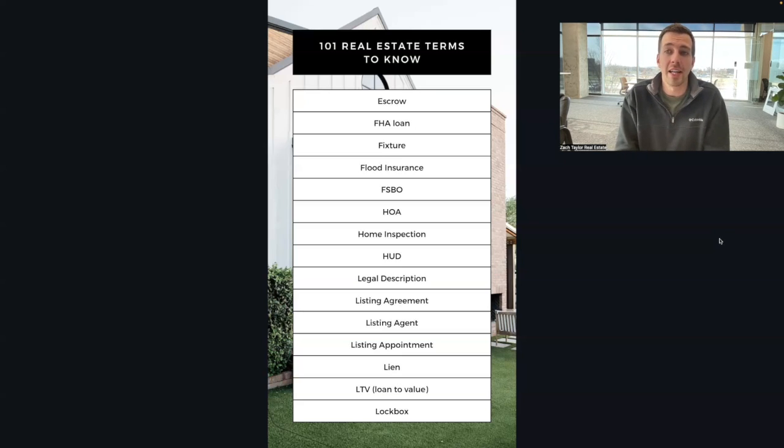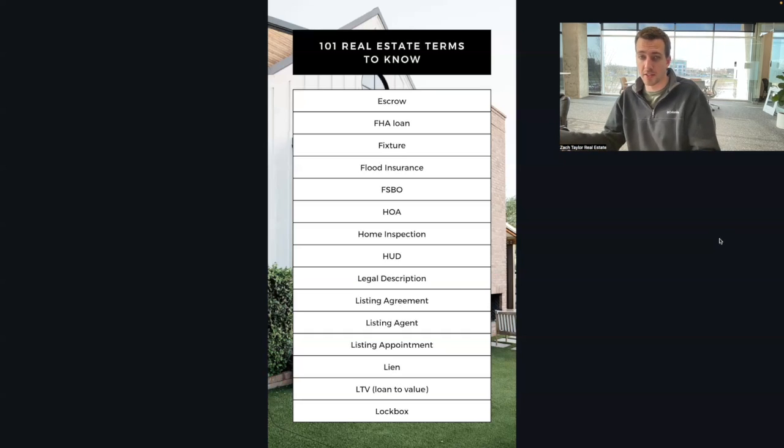Flood insurance. So sometimes homes are in a flood zone, meaning they're more prone to flooding. So you might need flood insurance. So I would double check different flood maps or FEMA maps to see if the house is in a flood zone or if you need flood insurance.